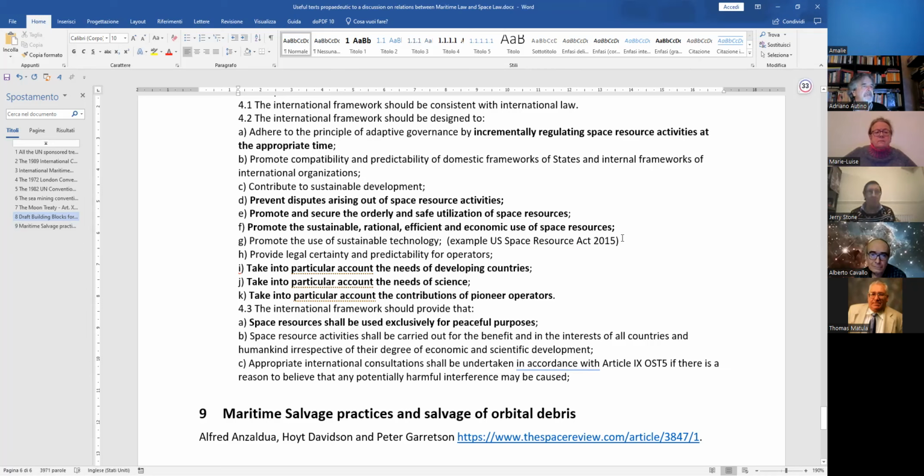And the Luxembourg law is actually key, because Luxembourg is where a lot of communication satellites are registered, because there are a lot of telecommunication satellites.